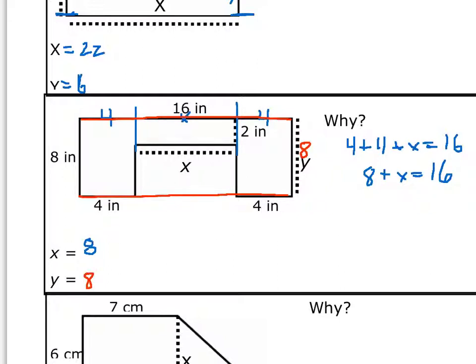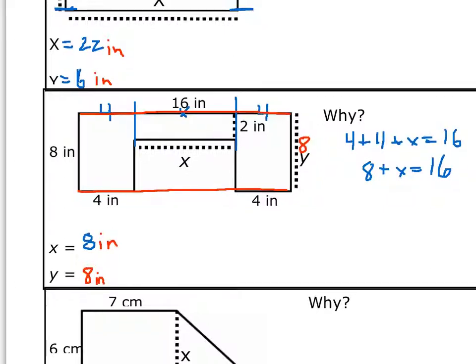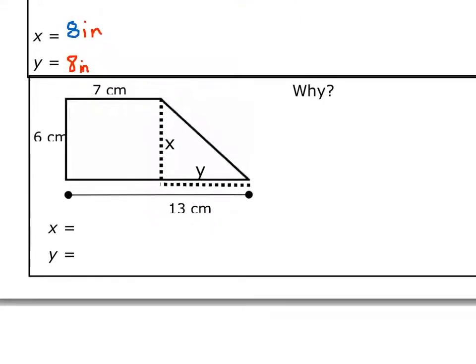What am I missing on actually all of these problems? Marlon? Units. Come on, Mr. Boots, get those units in there. Yeah, units are so important that they're in red, to draw your attention to it. All right. One last one.